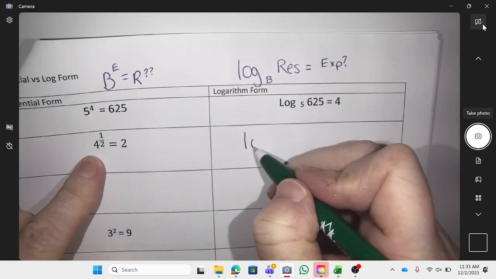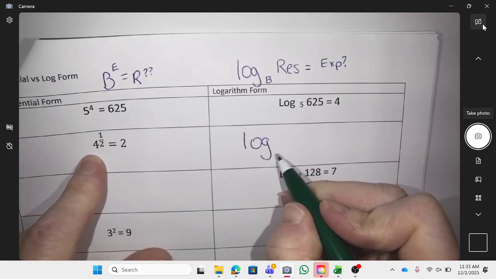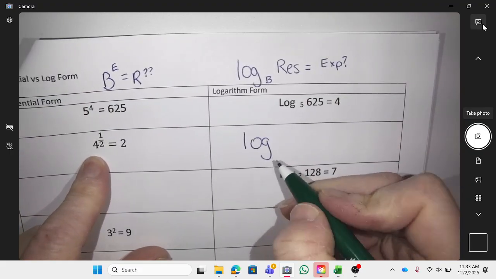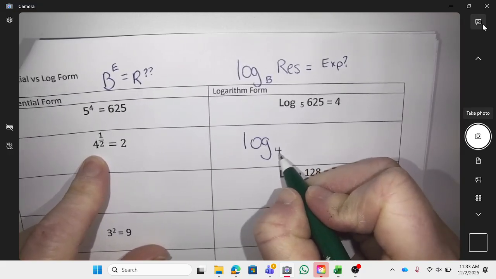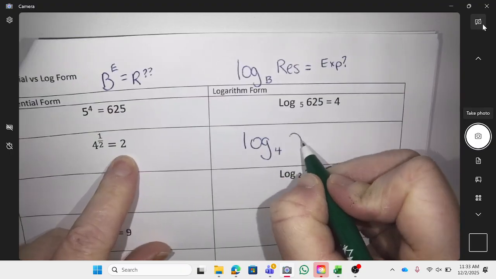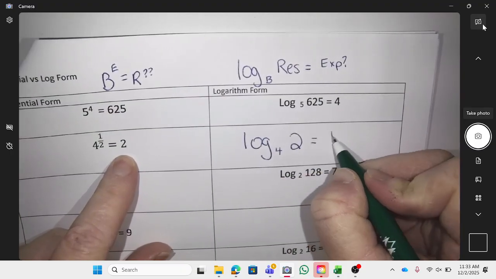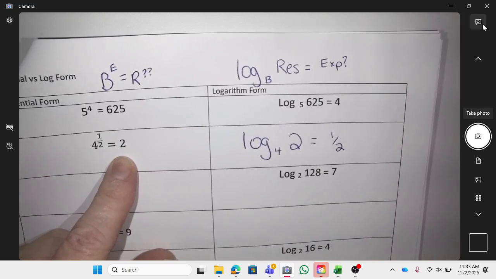The second one is going to go log of, I always say baby base. So the base of this is 4. The result was 2. So then what's the exponent?